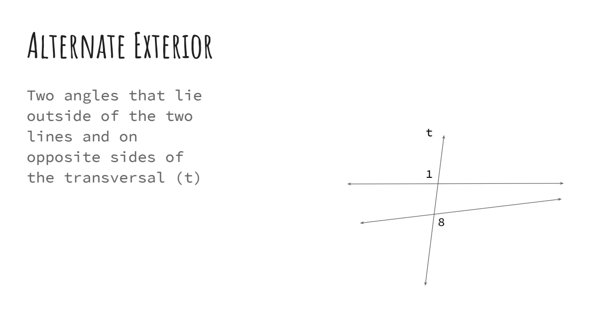If we have alternate interior, we have alternate exterior. Okay, alternate exterior are two angles that lie on the outside of the two lines and on opposite sides of the transversal. So now on the outside, angles 1 and 8 are considered alternate exterior. This angle right here and this angle right here would also be considered alternate exterior angles.